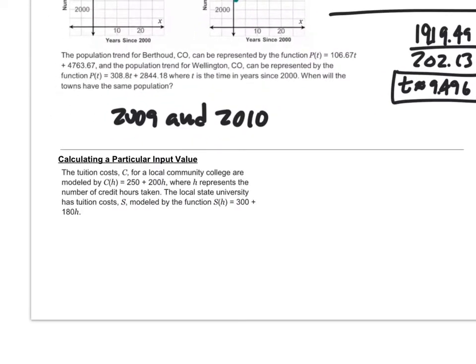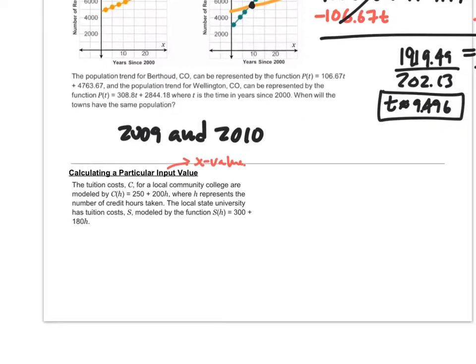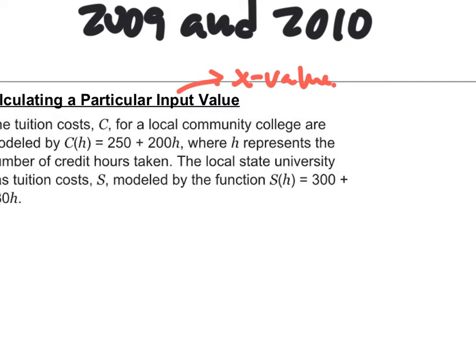All right, let's take a look at this next problem. It says calculating the particular input value. Okay, input, remember, is an x value. All right? So, the tuition costs C for a local community college are modeled by the function C of H is equal to 250 plus 200H, where H represents the number of credit hours taken. The local state university has tuition cost S, modeled by the function S of H is equal to 300 plus 180H. Okay? And so what we want to figure out here is at what point are the tuitions the same?